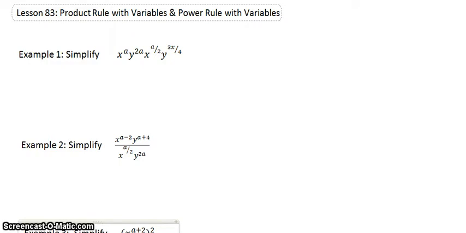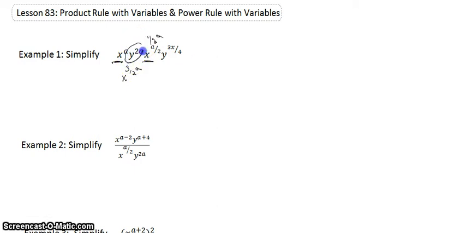So in the first example, I'm going to combine the exponents for my like terms. So x to the a and x to the a over 2. Now this is the same as 1/2 a. So when I add these two together, it'd be x to the 3 over 2a, or you could have 3a over 2, and it means the same thing, or 1.5a. Those are all the same.